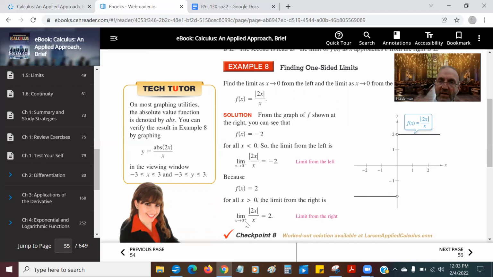It doesn't mean positive 0. There's no such thing as positive 0. It means when x goes to 0 from the positive side, the limit is 2. When x approaches 0 from the negative side, see a little minus there, the limit is -2. So that's not positive 0 or negative 0. That means coming from the positive side versus coming from the negative side.